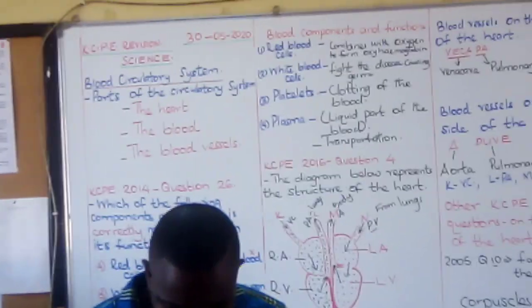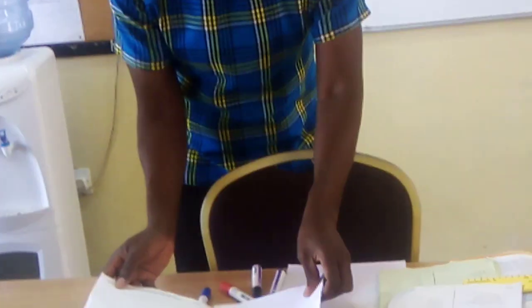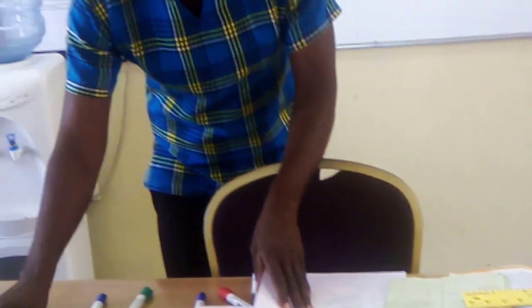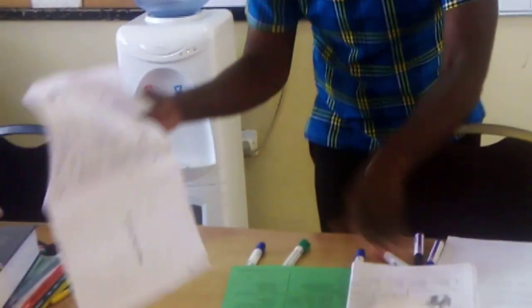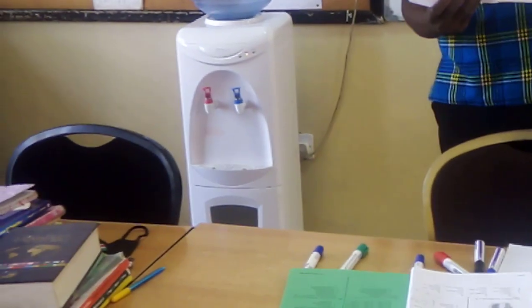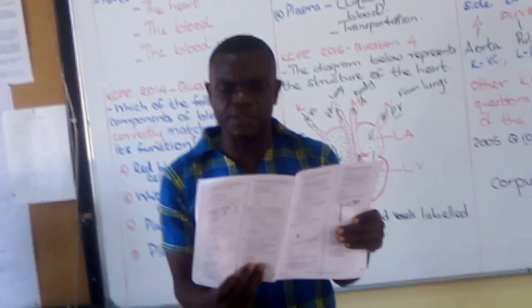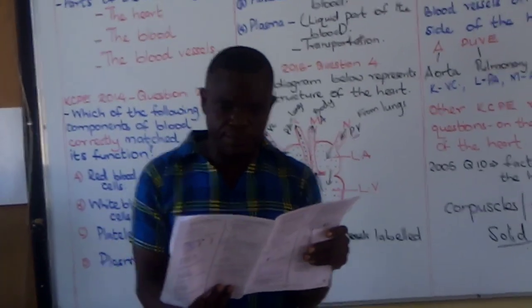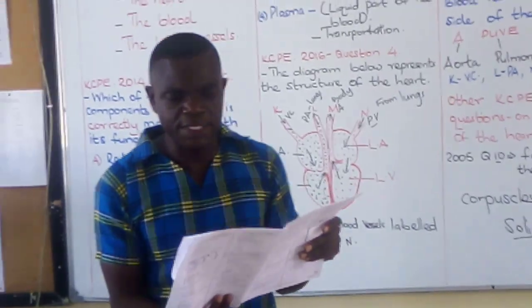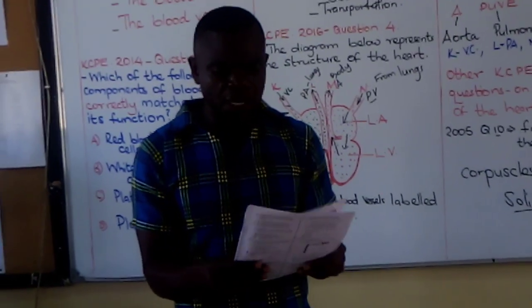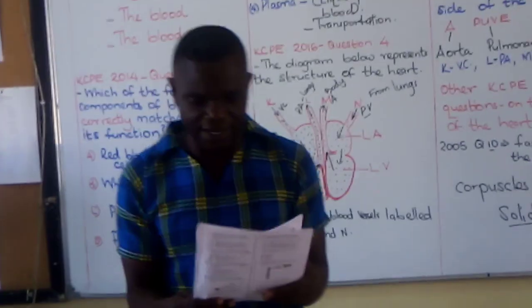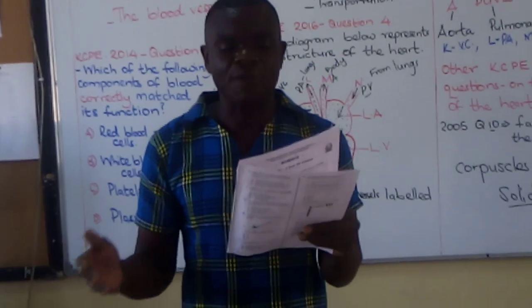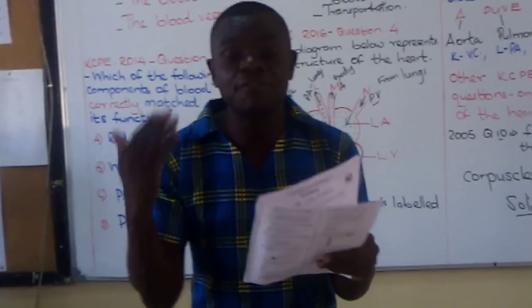There is another question here. It's called Kenya National Examinations Council Revision Series, 2018. Question number 23. Which one of the following blood vessels carries blood from the left ventricle?